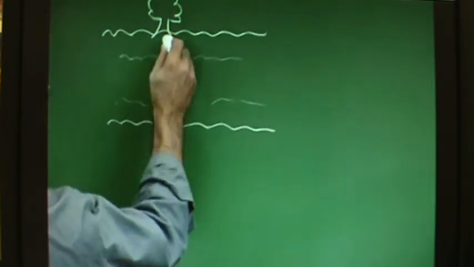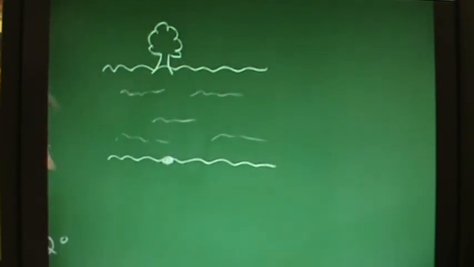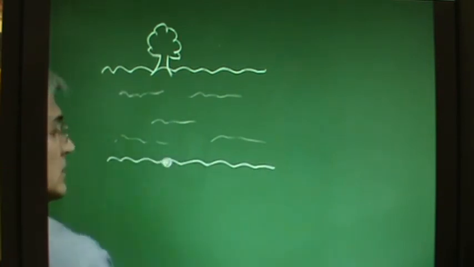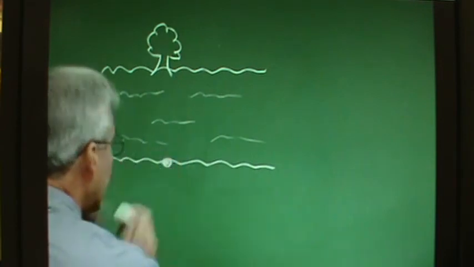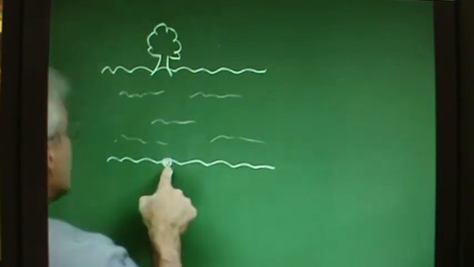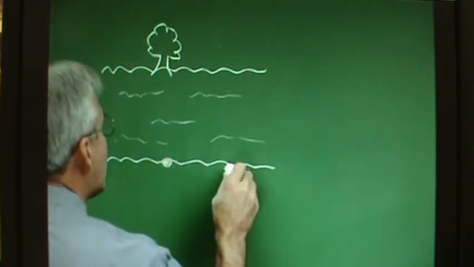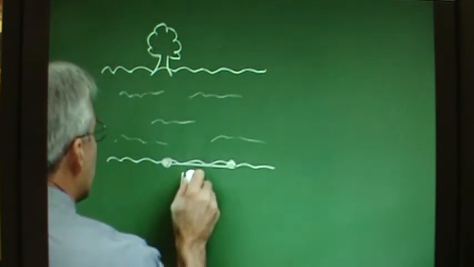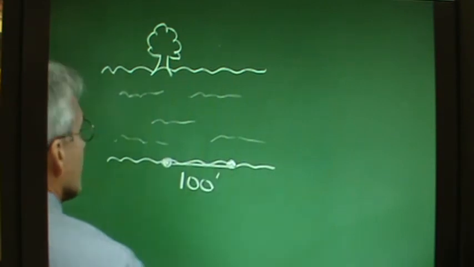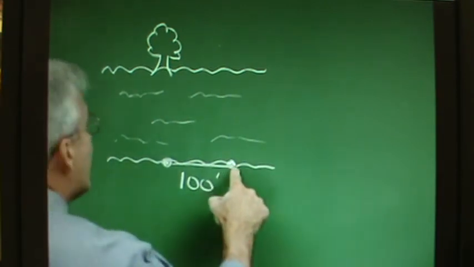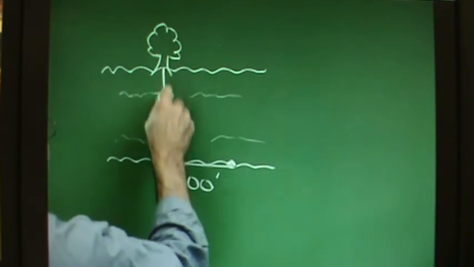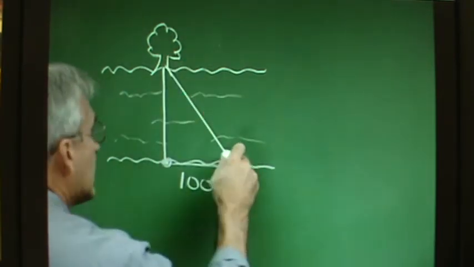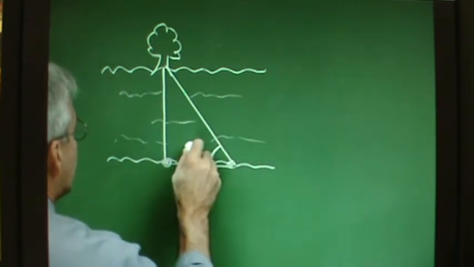Suppose we identify an object on the other side, like a tree, and suppose we identify a point on this side of the stream that's directly across the stream. Now, from this point, we walk downstream, let's say a distance of 100 feet. And then we measure the angle. Now this is straight across the stream, but from here we measure the angle across the stream to be, let's say, 50 degrees.